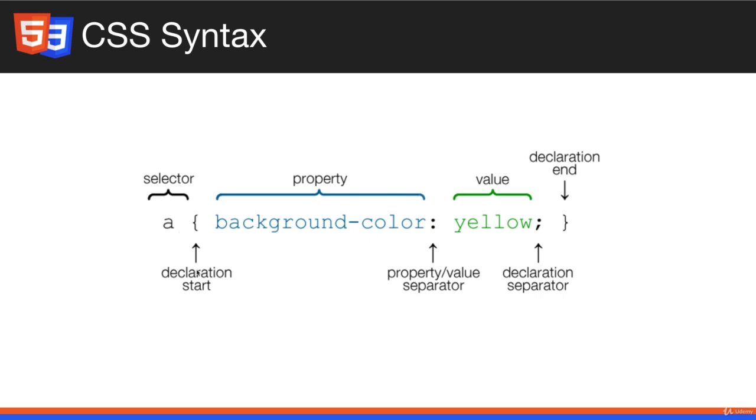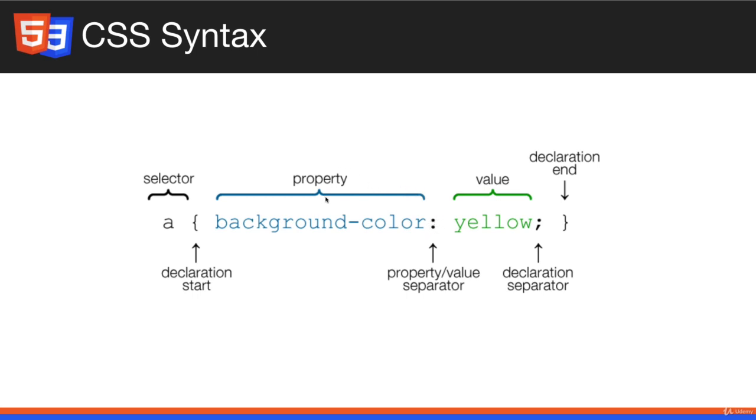So that's a selector. Then we have the declaration start. We also have the declaration end. So everything goes within these curly braces. And inside the curly braces, we have a property, such as background color or color, as you just saw, and then the value, okay? And in between that, we have the property value separator, which is a colon.